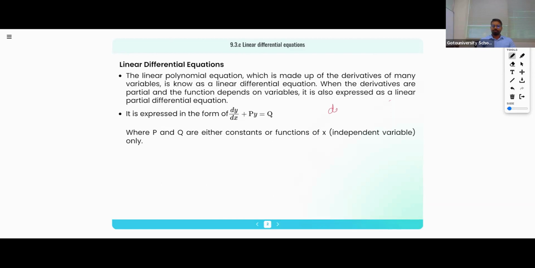So it is like this. Whenever you have dy by dx plus some p into y is equal to q, where p and q are either arbitrary constants or functions of the variables which are independent of y. Okay, independent variables. Then it can be a variable of x, z, anything apart from y, because y is a dependent variable, or it can be a constant also. Such a differential equation is called a linear differential equation. So let's see how to solve them.